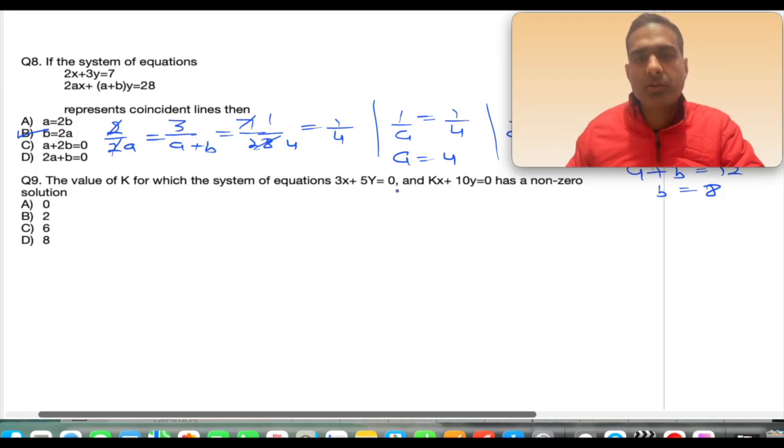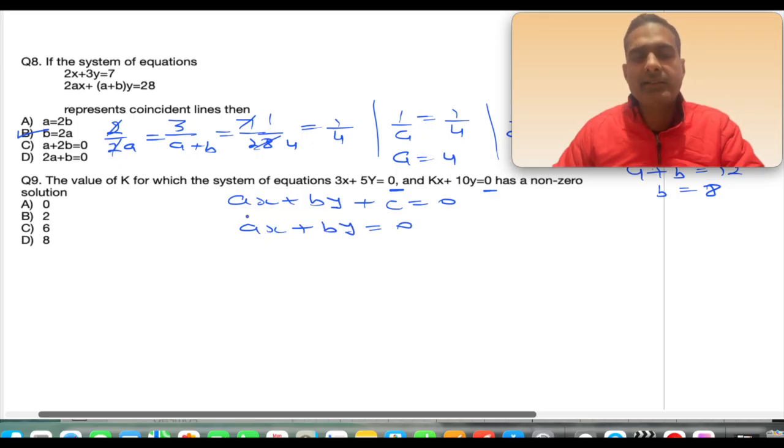As we can see here, both the equations have the constant term 0. It means in any linear equation, if the constant term is 0, those lines will pass through the origin. The general form of a linear equation is ax plus by plus c is equal to 0, where c is the constant term. So if the form of a linear equation is ax plus by is equal to 0, then that line will pass through the origin. So both these lines are passing through the origin. It means one solution of this pair of linear equations is 0, 0.